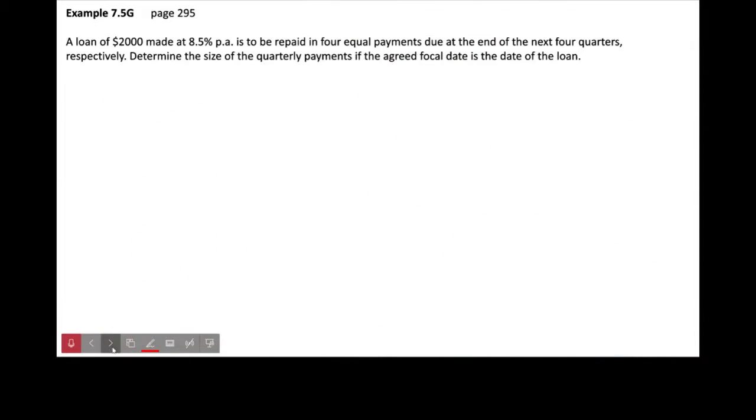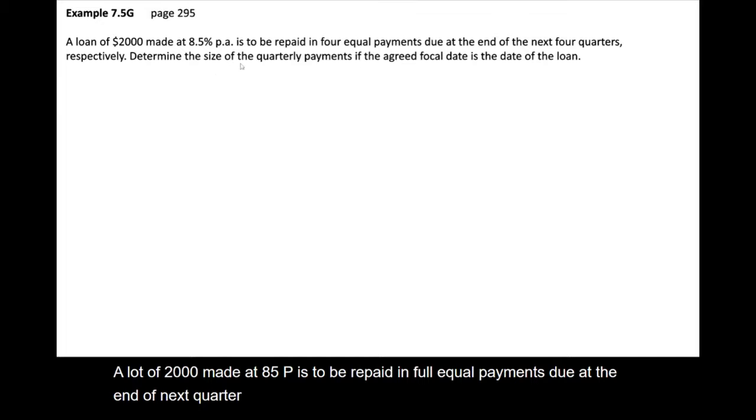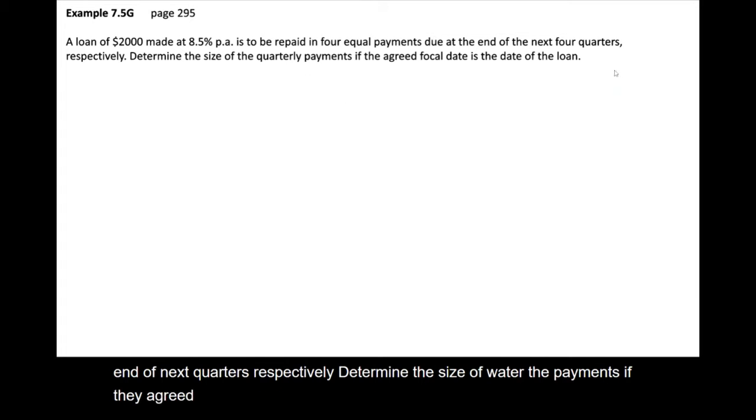Okay, let's move forward. The loan of 2000 made at 8.5% per annum is to be repaid in 4 equal payments due at the end of the next 4 quarters, respectively. Determine the size of the quarterly payments if the agreed focal date is the date of the loan.